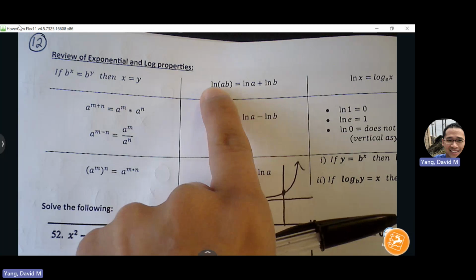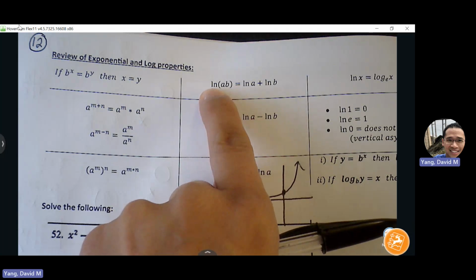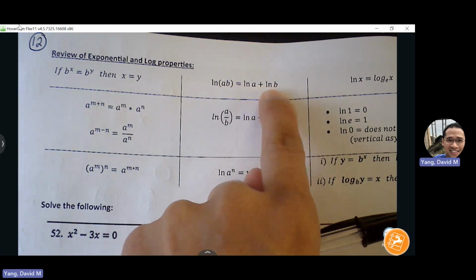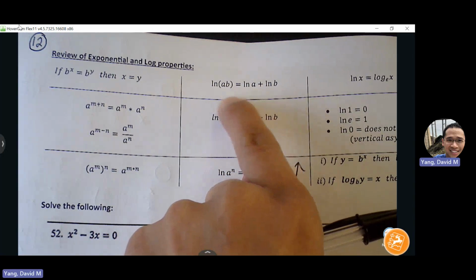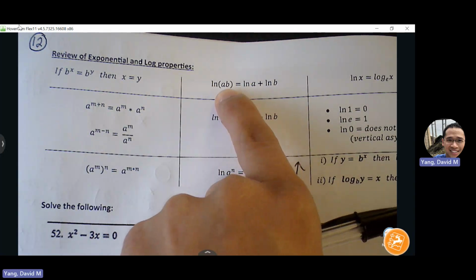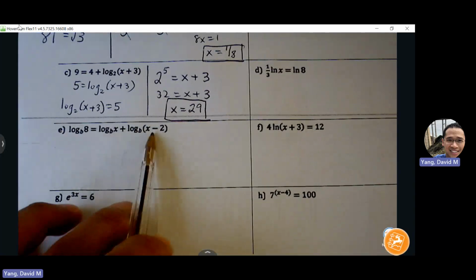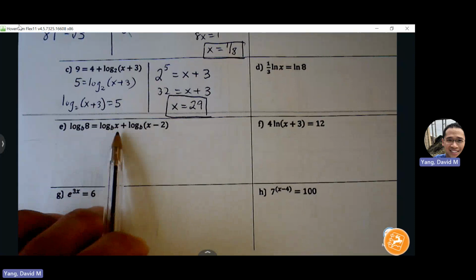Log properties, doesn't matter what base, could be base e, base b, base 3, the same property still applies. So if I have the sum of two logs, I can merge it to the product of those terms. So I'm going to do that here. Basically if I have log of A plus log of B, I'm going to merge it into log of A times B.